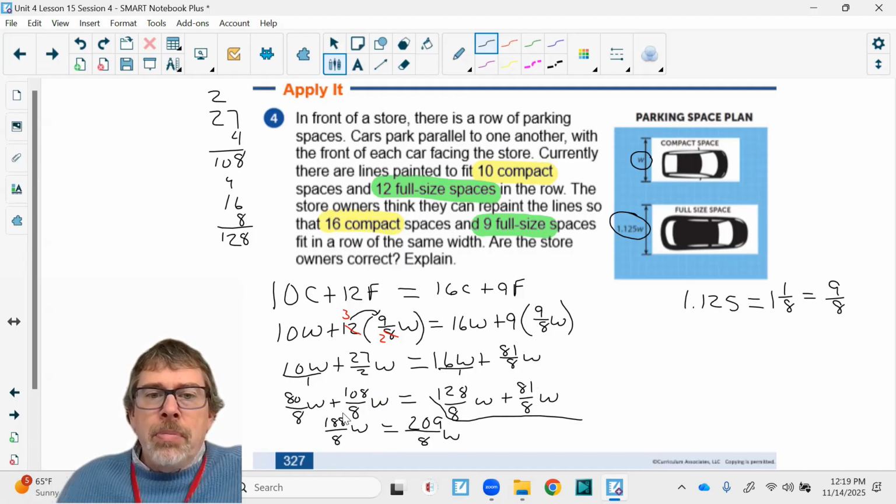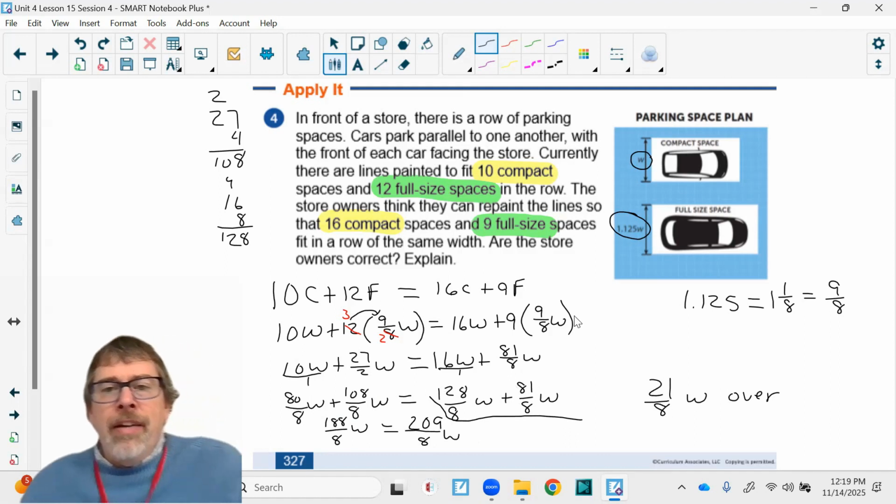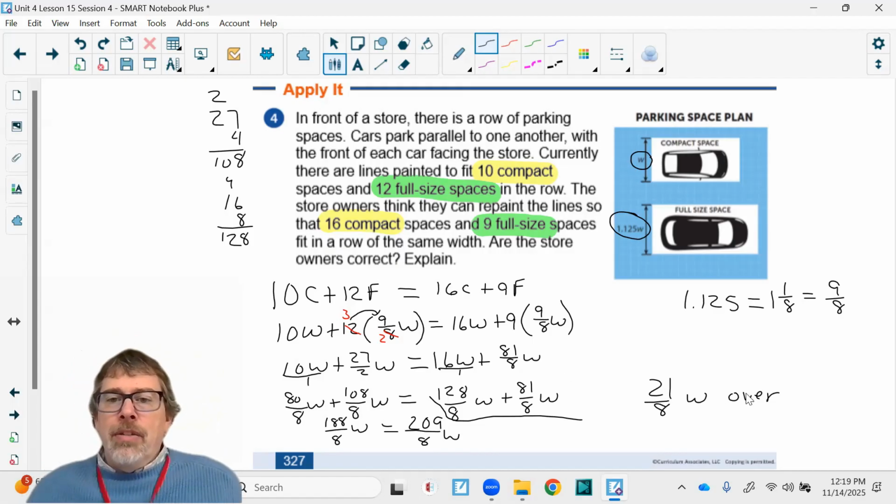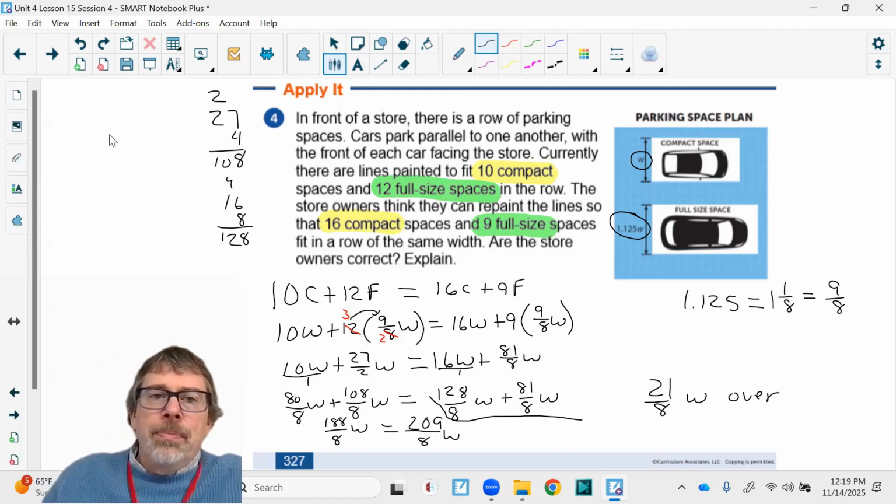Currently there are these spaces, and they want to see if they can paint it here. Well, the answer is no, because 12 plus 9 is 21. We are 21/8 of a width over. So these spaces repainted would not fit. We have to have them in the same space. So if these were equivalent, or if the new painting was less, it would have fit, but it was more. So the answer is no. Okay, that was quite a challenging problem right there.